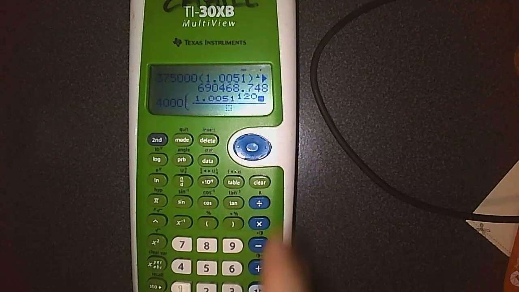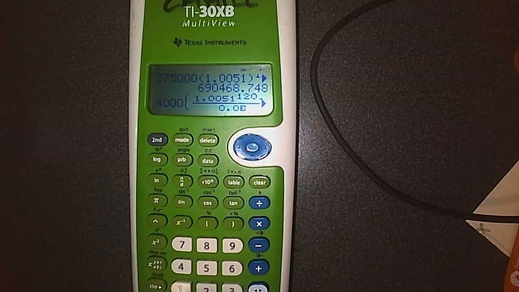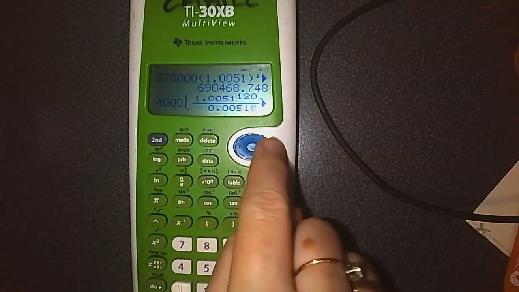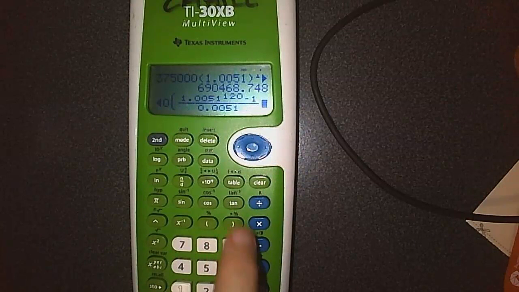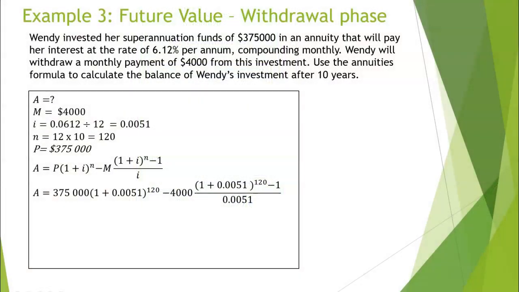$1.0051 to the power of 120. Move my cursor over. Take 1 over 0.0051. Close brackets. Equals $659,803.92.